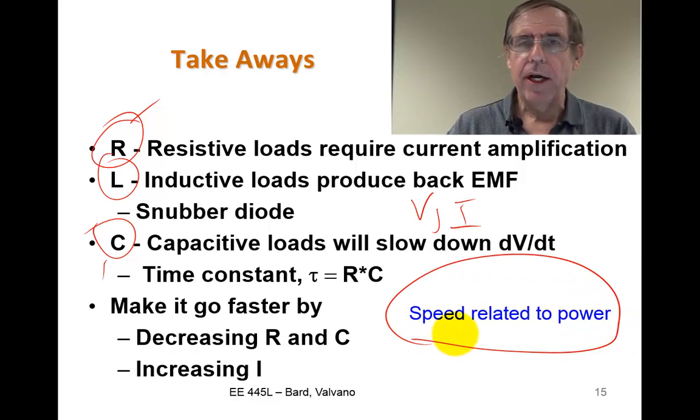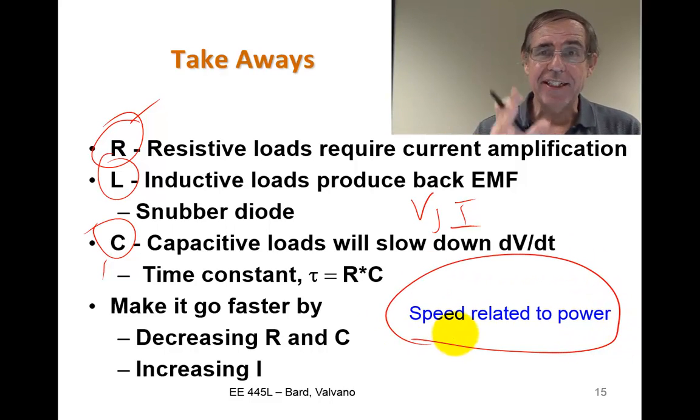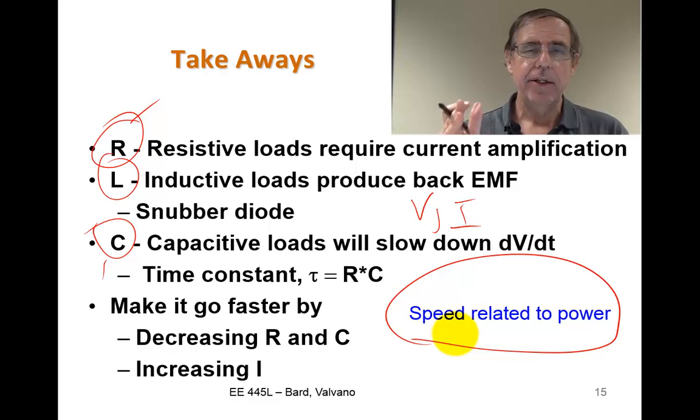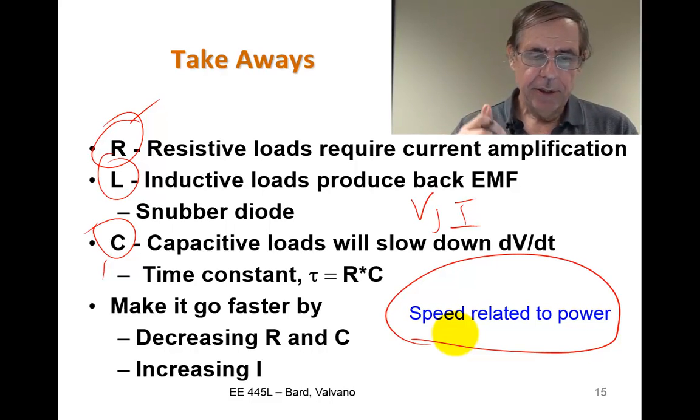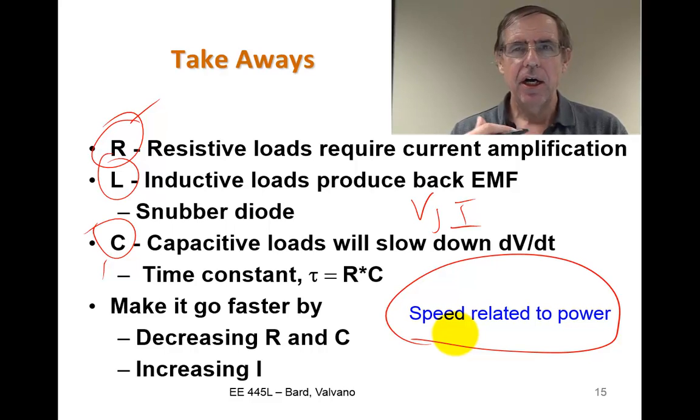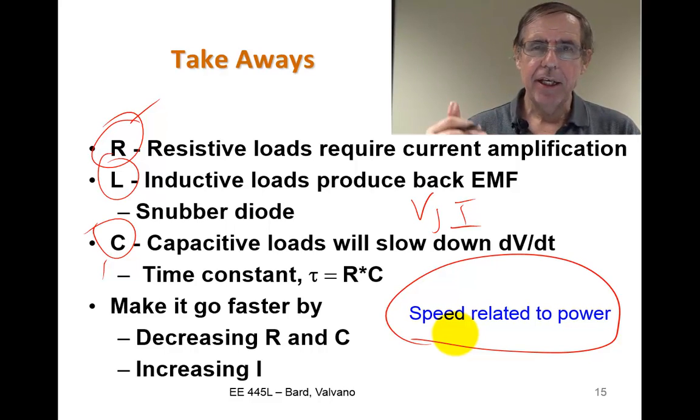There's really no way to get around the fact that if you want to go fast, it generally takes power. Either more voltage or more current. And so there is this natural relationship between the execution speed of a digital system and the electrical power used to run it.